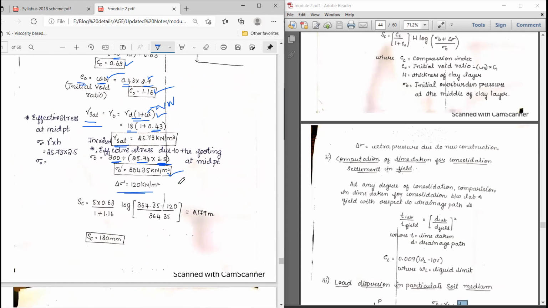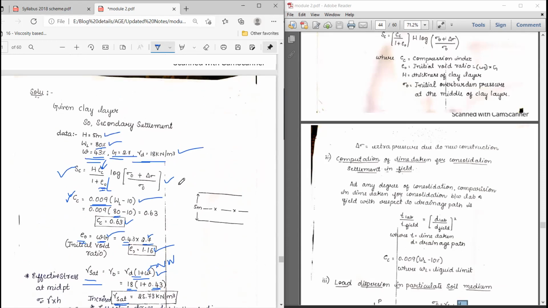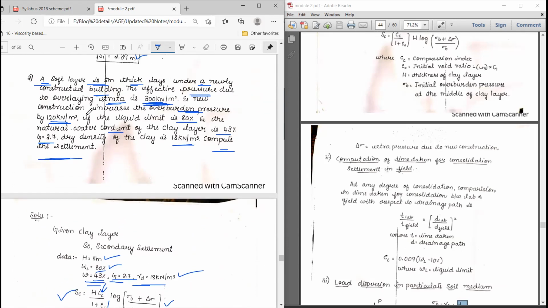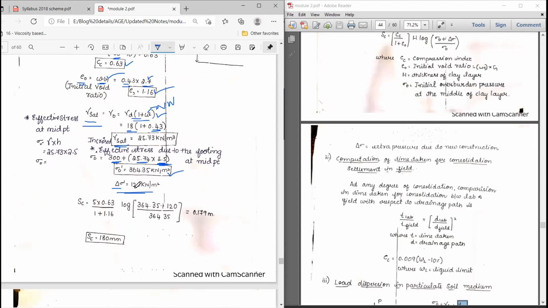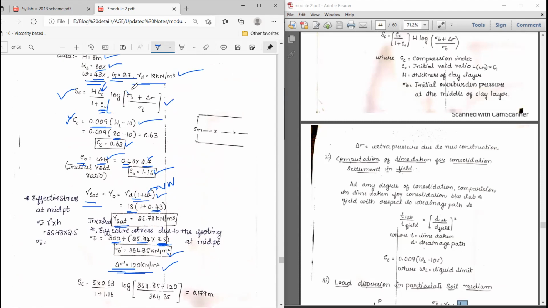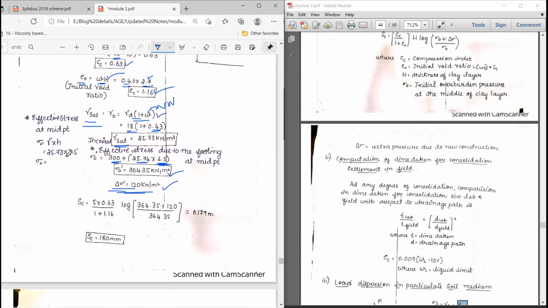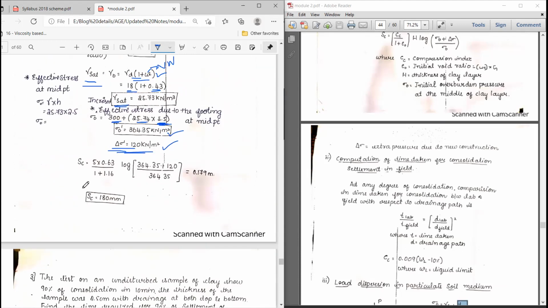And delta sigma indicates the extra overburden pressure. The new construction increases the overburden pressure by 120 kilonewton per meter square, so you can substitute delta sigma as 120 kilonewton per meter square. So in this formula, everything is available, H is 5. All the data is available. Substitute all the data and see what your consolidation settlement is. Therefore consolidation settlement is 180 mm.